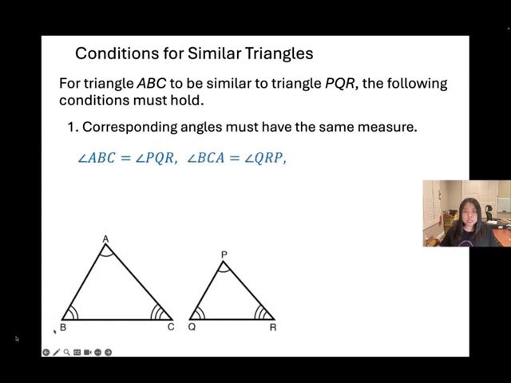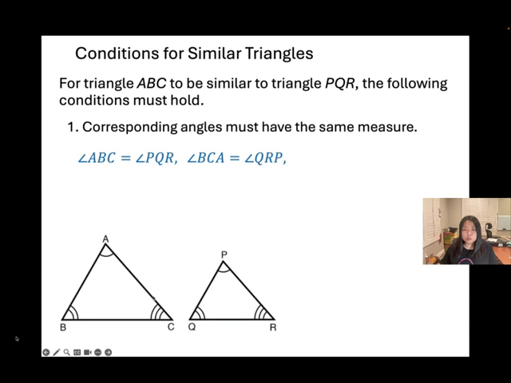And also angle BCA is equal to angle QRP, so angle C will be equal to angle R. Last one, angle CAB will be equal to angle RPQ, so angle A will be equal to angle P. So this is saying corresponding angles must have the same measure.